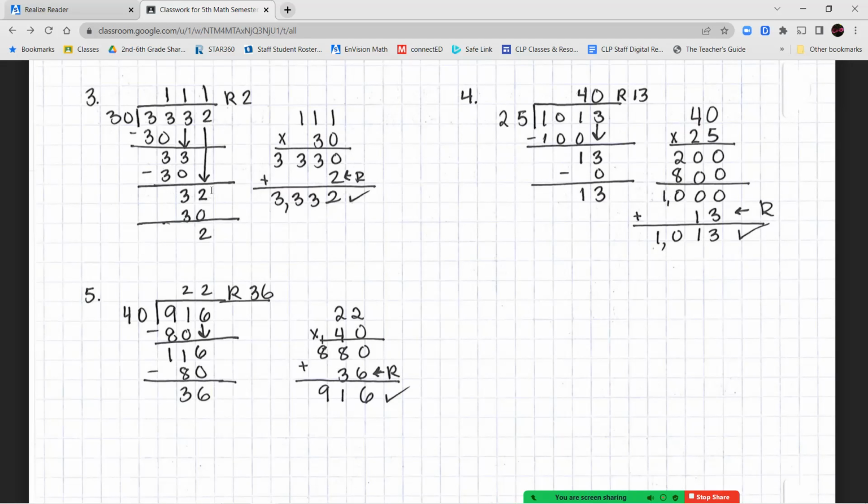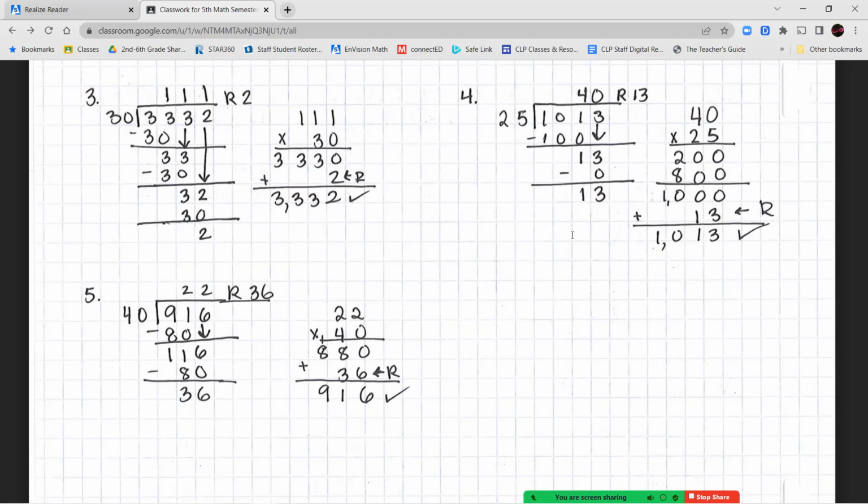And then I dropped my 2. 30 goes into 32 one time. Subtract that. I'm left with a remainder of 2. Multiply to do my inverse operation. 111 times 30 is 3,330 plus that 2 remainder gave me 3,332.